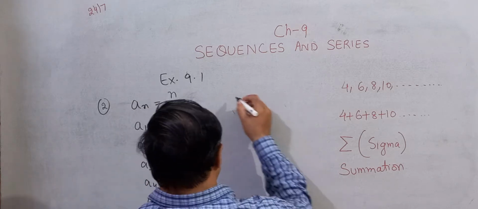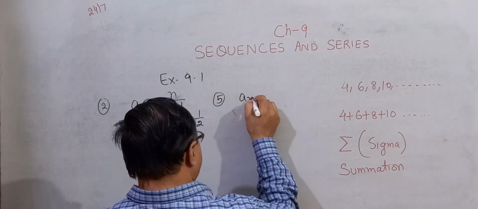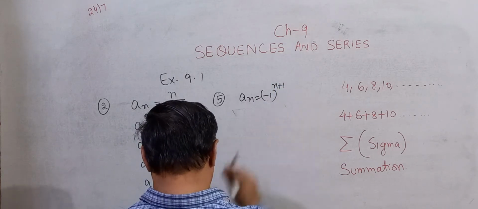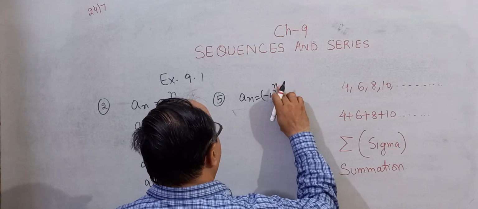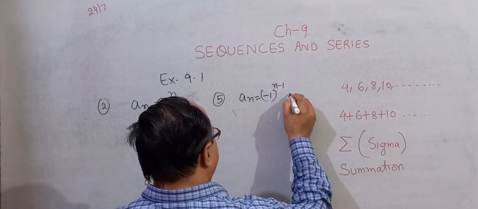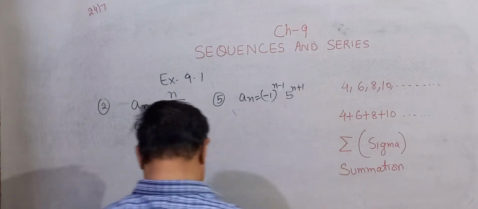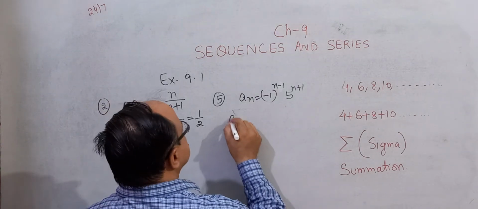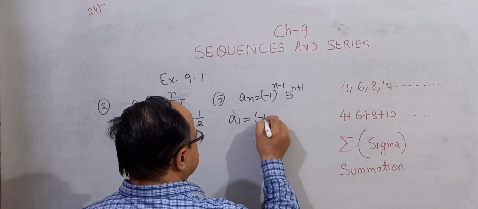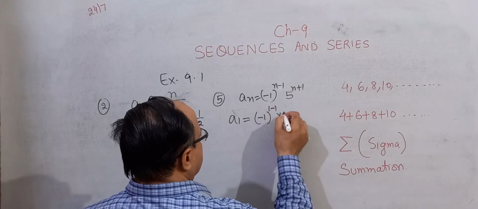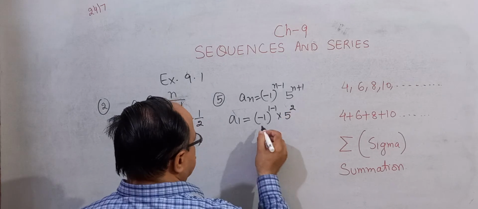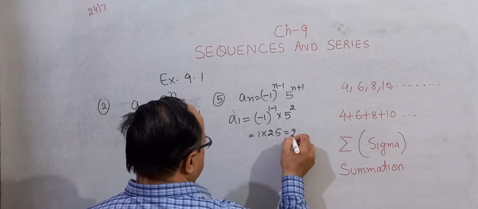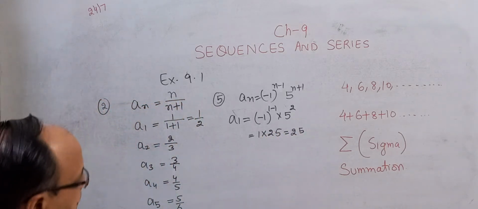Similarly, question number 5: an is equal to minus 1 to the power n minus 1 into 5 to the power n plus 1. Firstly, find a1. a1 means put n is equal to 1. This is 5 to the power 1 plus 1, that is 5 squared, with minus 1 to the power 0, that is 1. So it is 25. The result is 25. Correct?